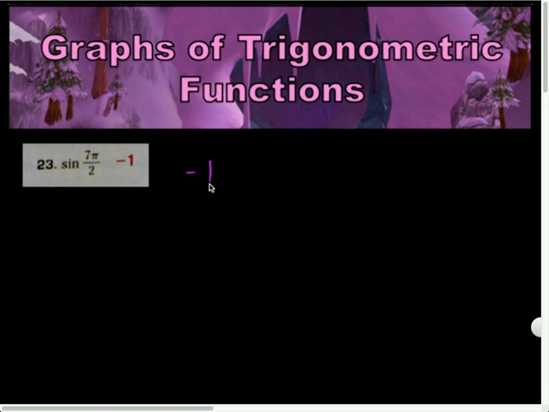Wait, how did you figure that out, though? By reading it off the graph: the y value when x is 7 pi over 2.